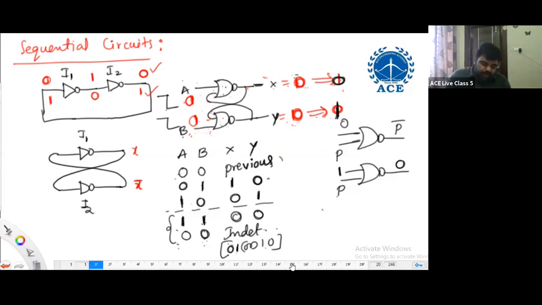So when you are applying 0, 0, if X, Y are complementary, then we can guarantee it remains in the same state. Otherwise, we cannot guarantee. When you are applying 0, 0, X, Y remaining in the same state is guaranteed only if X, Y are complementary, either 0, 1 or 1, 0. I hope I have answered your question.